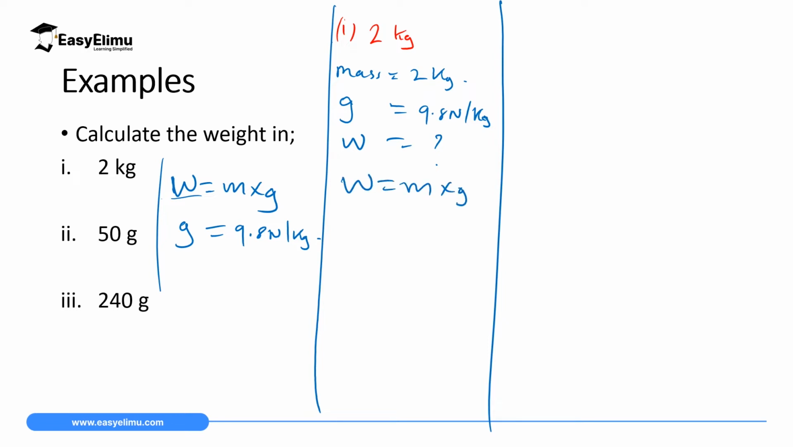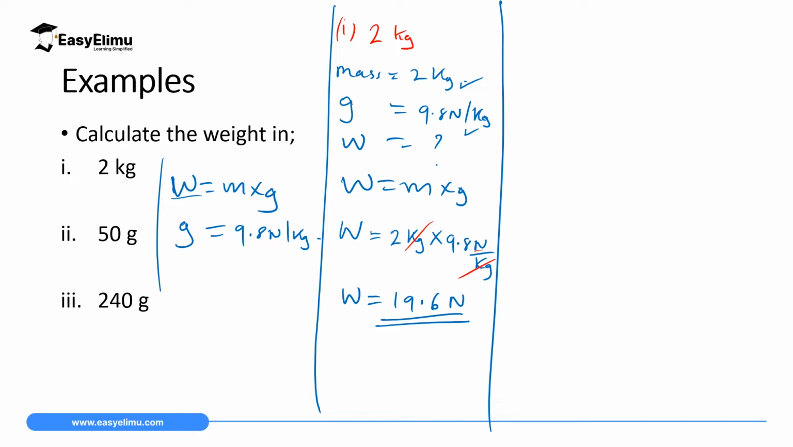Do you have mass? Yes. Do you have gravitational field strength? Yes. So now you feed them directly, it will be 2 kilograms times 9.8 newtons per kg. Now the kg will cancel with the kg, then our answer will remain in newtons. Now our final answer of weight will be 19.6 newtons.